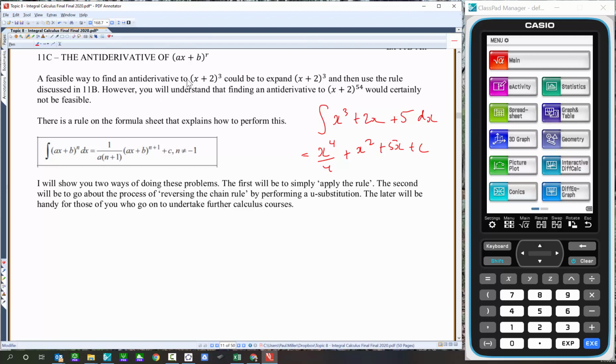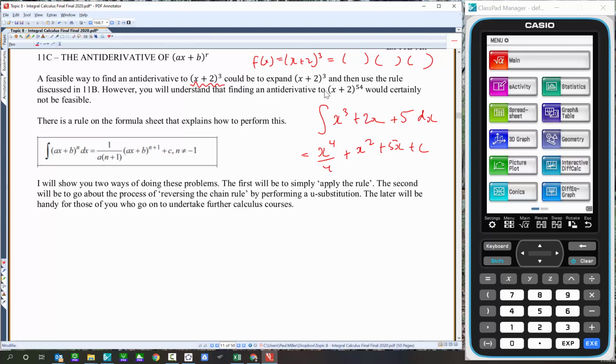Now, what if we were to antiderive something that looked like this? Well, a simple way to do it, so if f of x was x plus 2 all cubed, we could expand that binomial or just use the algebraic technique. But like that's time consuming. Don't really like expanding cubics, to be honest.